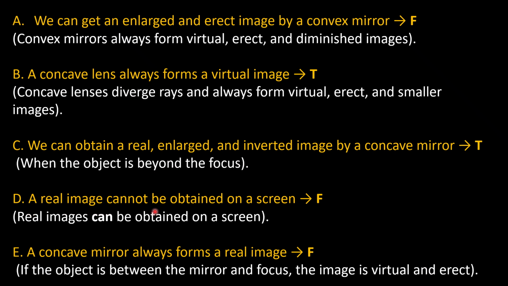D. A real image cannot be obtained on a screen. False. Real image can be obtained on a screen. E. A concave mirror always forms a real image. False. If the object is between the mirror and the focus, the image is virtual and erect.